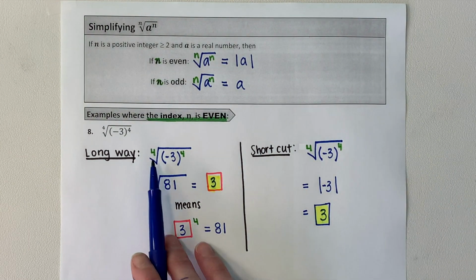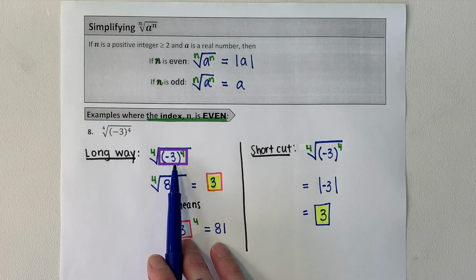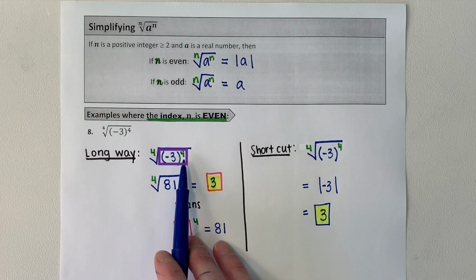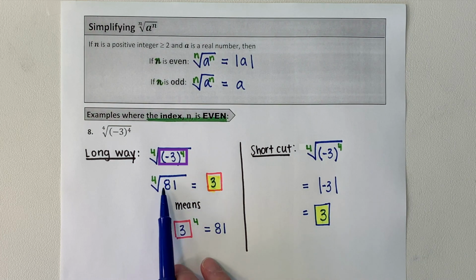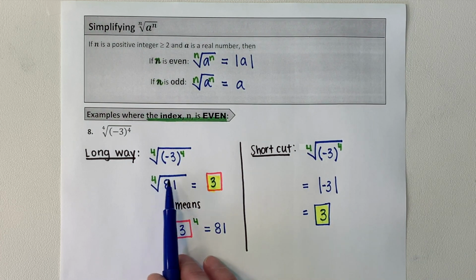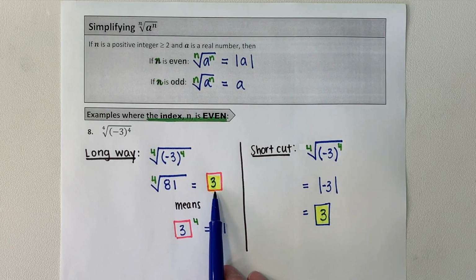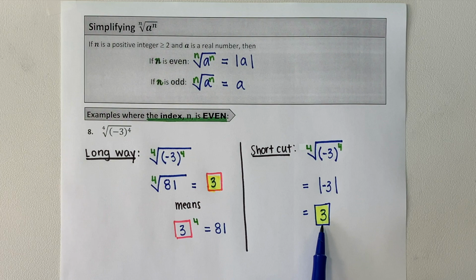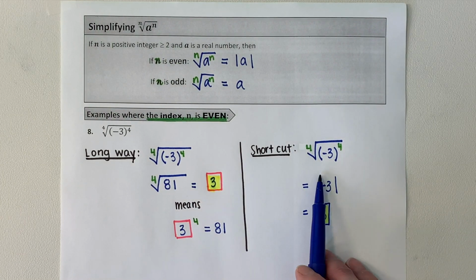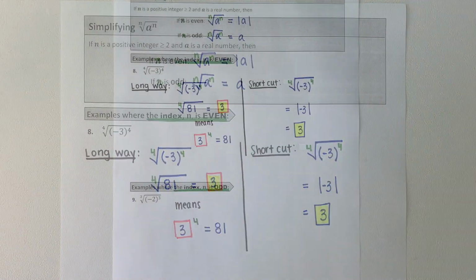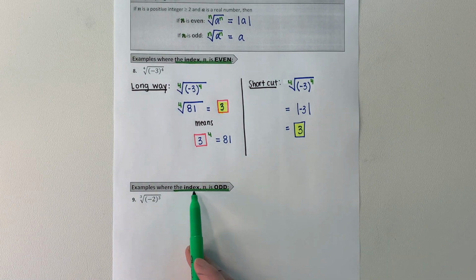Well, when this number here is even, this quantity underneath the radical will always be positive because any number raised to an even number gives you a positive result. And when you take the root of a positive number, you always get a positive answer. So our answer needs to be positive, and we ensure our answer is positive by using these absolute value bars. Next, let's take a look at an example when the index is odd.